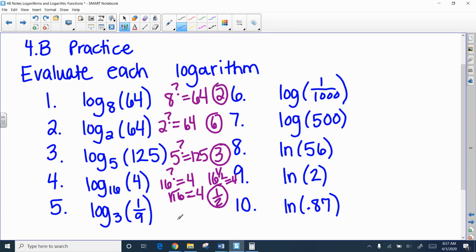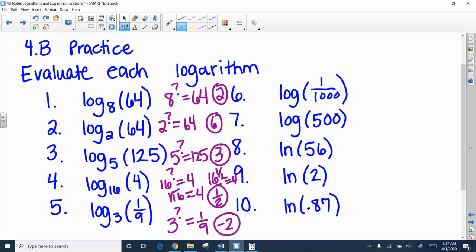All right, and then number 5, the base is 3. So this one we're trying to find 3 to what power equals 1/9. Now we know 3 to the second power equals 9, but in order for it to be a fraction, I know it has to be a negative. So it's going to be 3 to the negative 2 power is going to equal 1/9. So all of those we had to figure out by hand because our calculator doesn't do any of these.